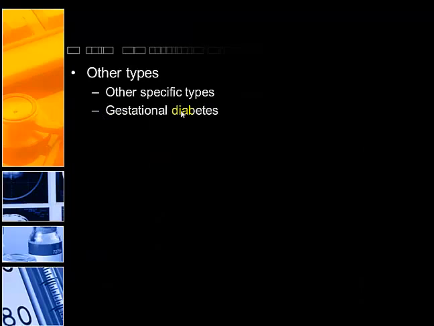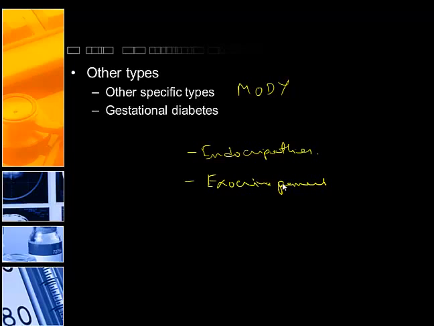There are some other types, like MODY, which is maturity onset diabetes of the young. Gestational diabetes. Some diabetes is because of endocrinopathies, like Cushing disease and acromegaly. It may be because of some problem with the exocrine pancreas, like pancreatic inflammation, pancreatic neoplasm, pancreatic injuries. It could be because of certain infections like Coxsackie viruses, rubella virus, mumps virus, and so on. So there are different types of diabetes which can be seen, but type 1 and type 2 are the most common types.